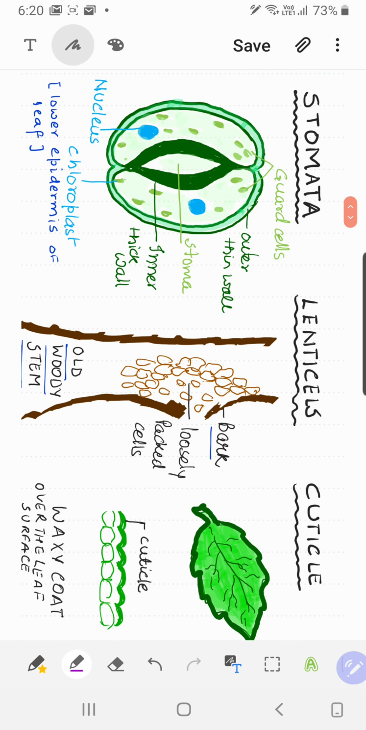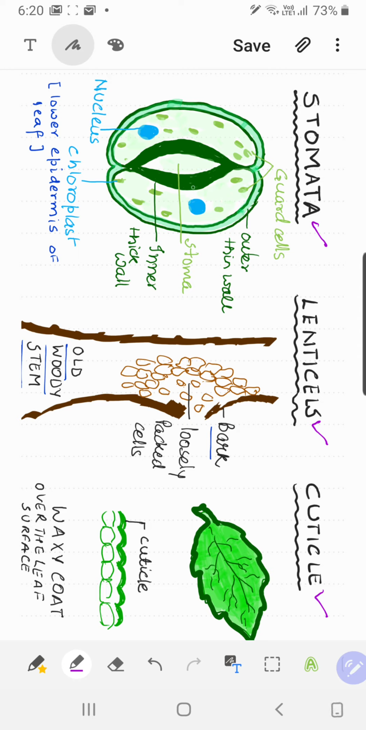Now here you can see the three structures very clearly. The first one is stomata, the second one is lenticel, and the third one is cuticle. Children, whatever I'm going to say now, please pen it down somewhere or note it very seriously, because this is something where students make mistakes till the last.